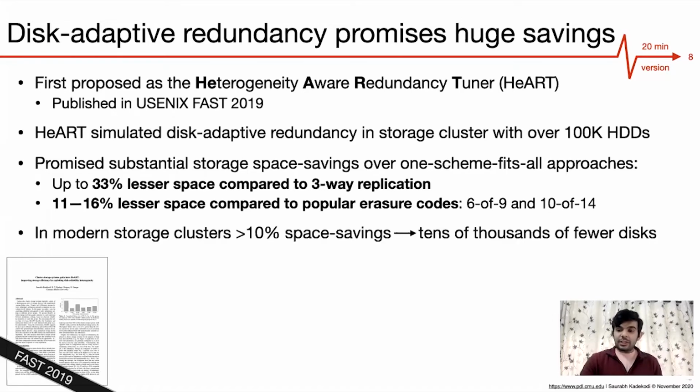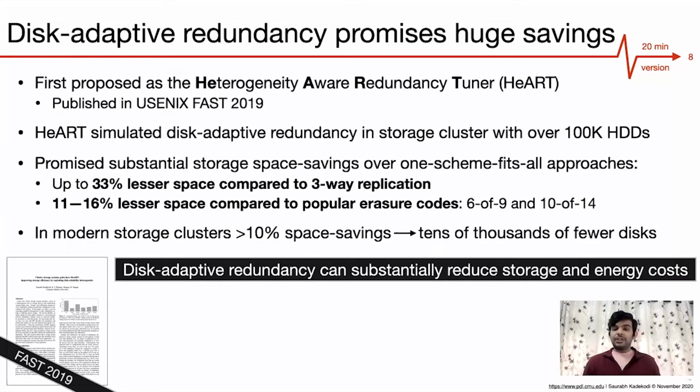In today's storage clusters, any space savings over 10% translates to tens of thousands of fewer disks that are required. So disk adaptive redundancy has a real potential to reduce storage and energy costs. Looking at these numbers, all clusters should right away be using disk adaptive redundancy all the time, correct? Unfortunately, disk adaptive redundancy today faces a fundamental problem, and that problem is transition overload.